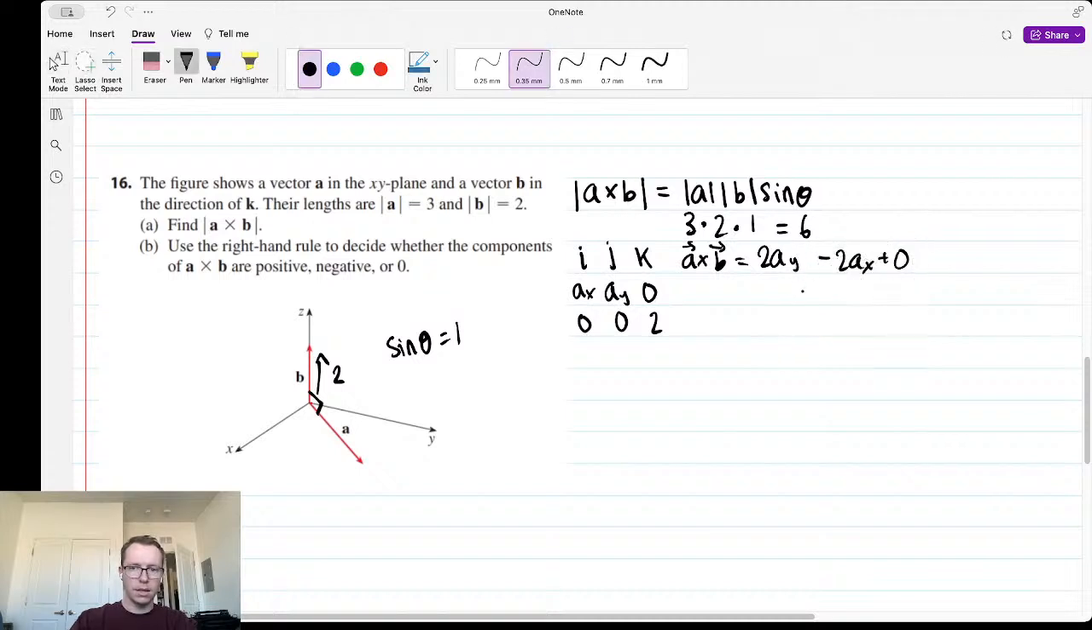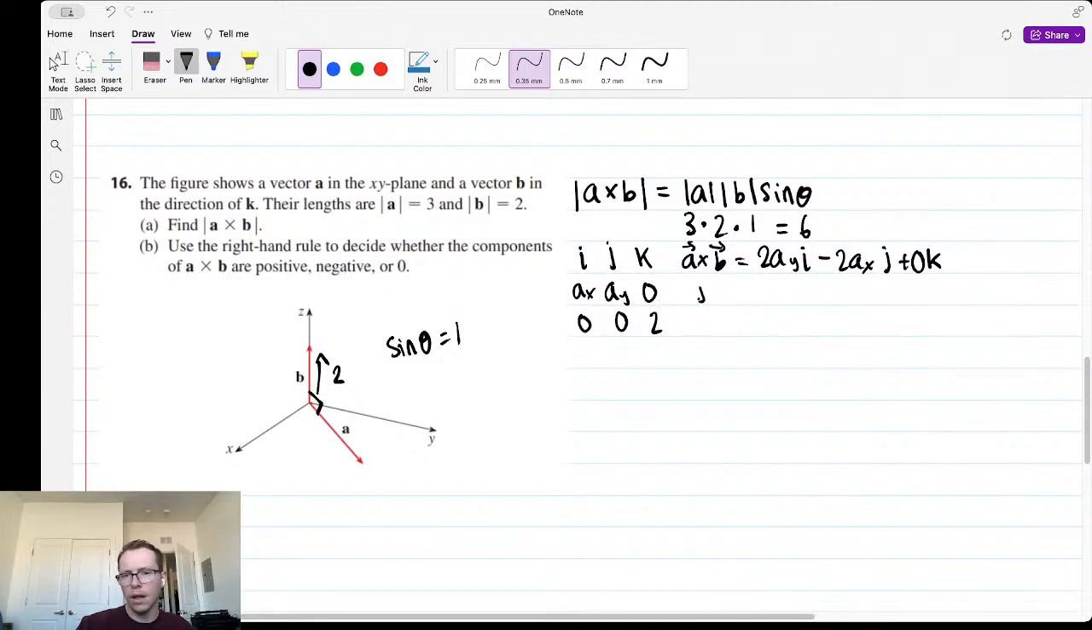Technically, this should have an I, and then this one should have a J, and then this one a K, right? Then we know that I is positive, J is negative, K is 0. I think that's gonna be how I have to leave it.